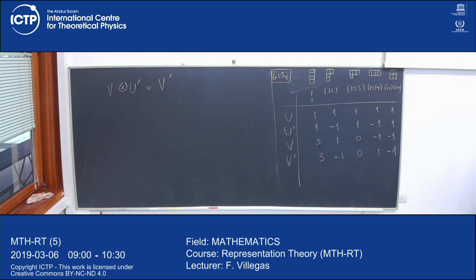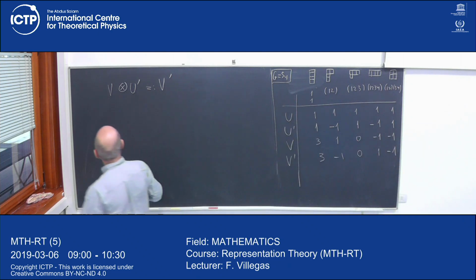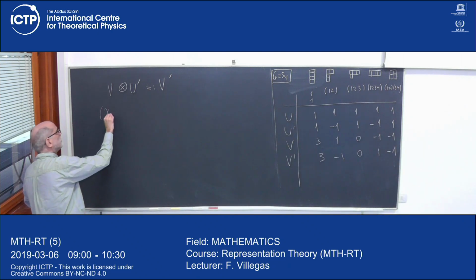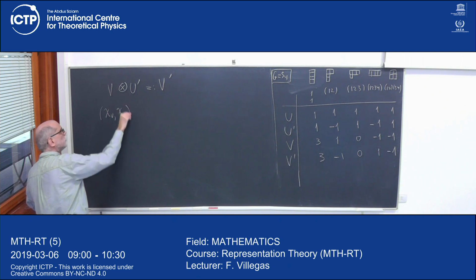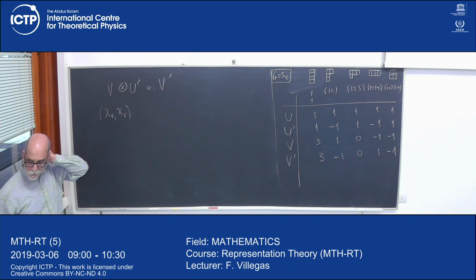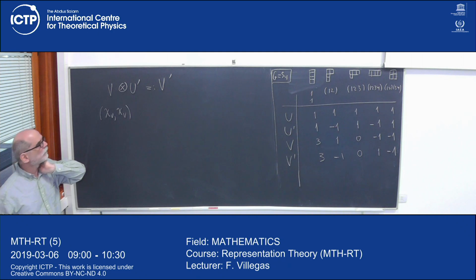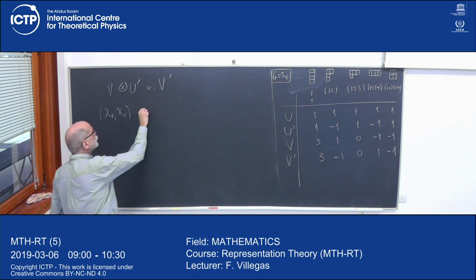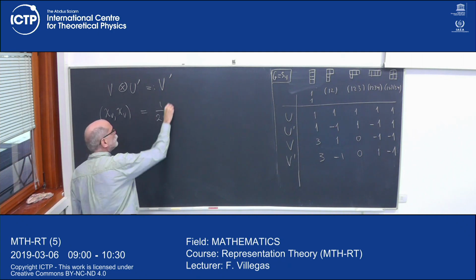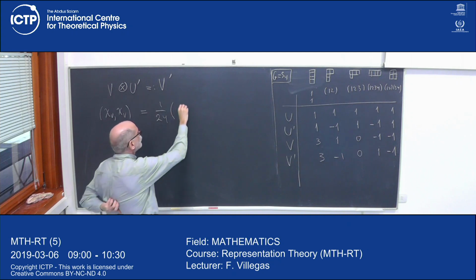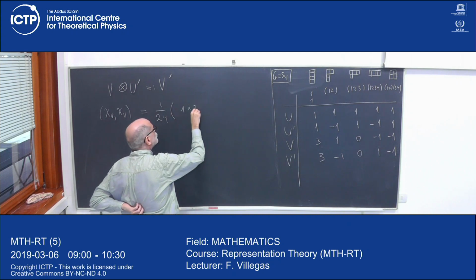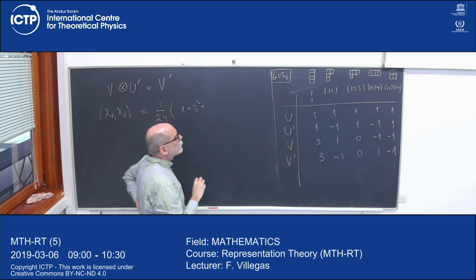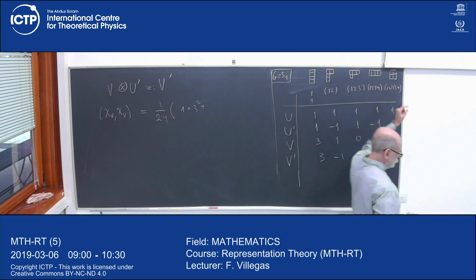So we're missing one representation. So let's check that the standard representation is irreducible. We can do that by computing the character inner product with itself. So this is 1 over 24, 3 squared, 1 times 3 squared, plus this. Oh, let's write these numbers down.